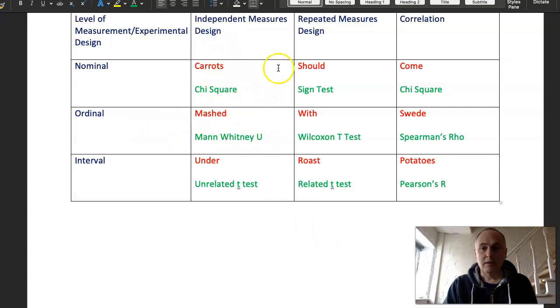Just one last time then. Carrots should come mashed with swede under roast potatoes. Remember your columns, remember your row. As soon as you can in an exam, if I were you, write them down. You don't have to write carrot, just C would do. Very quickly, just do that to one side. If you've got an inferential stats test, it will really help you. Hopefully that's been helpful to you. Thanks.